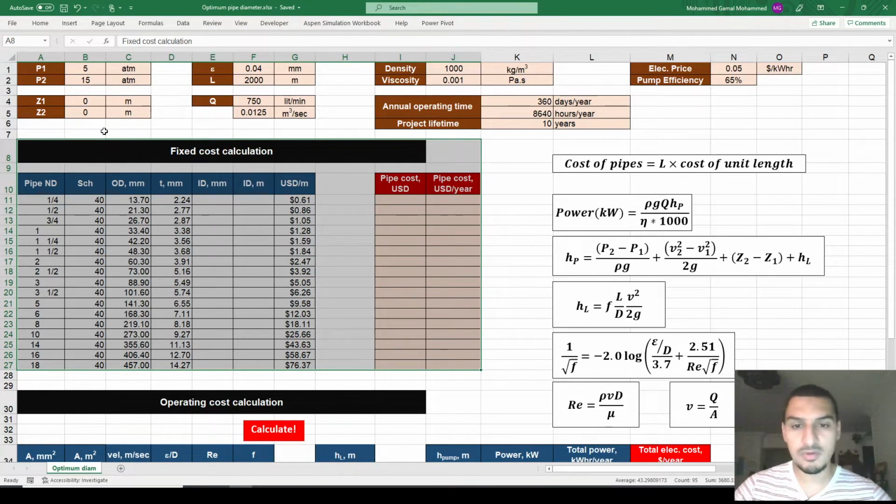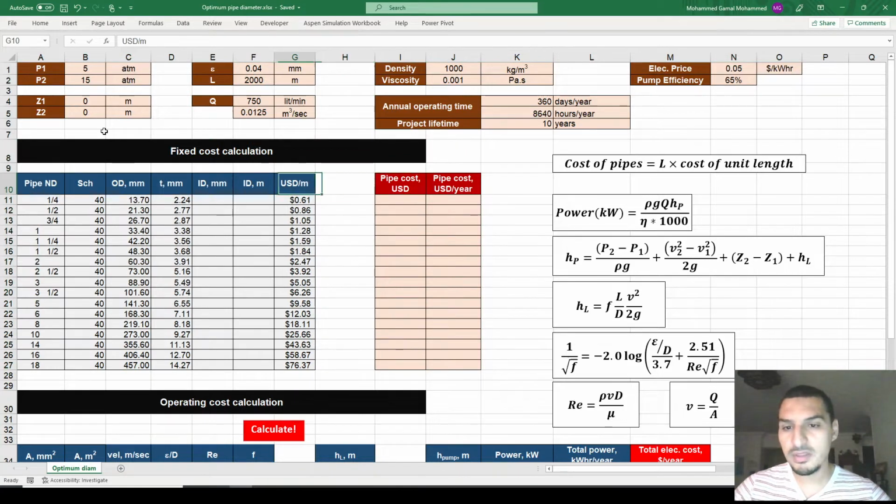Step by step, we'll be complicating the problem. So I have here the table of the nominal diameter, or the standards of the pipes. As we mentioned before, this is the nominal diameter and the schedule number, and for each schedule number I know the outer diameter and the thickness of the pipe, and I know the cost of each one of them in dollars per meter. So this is the unit cost of the pipes, or the unit length cost of the pipes.